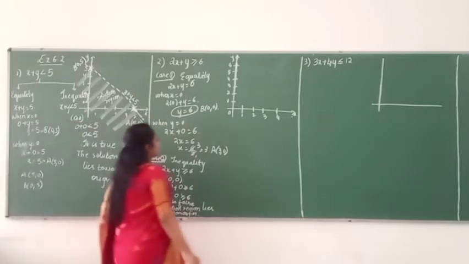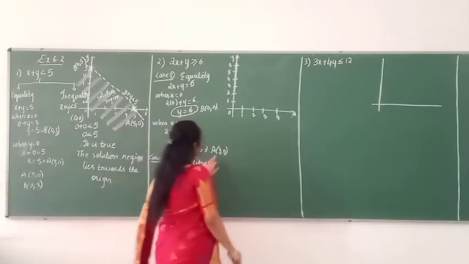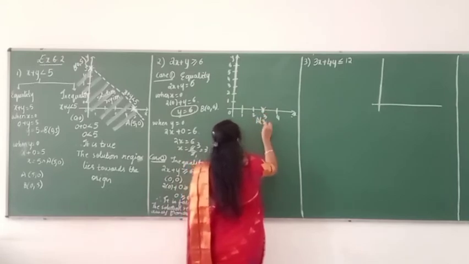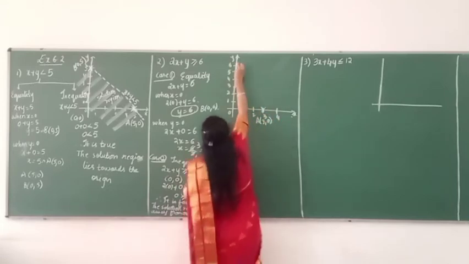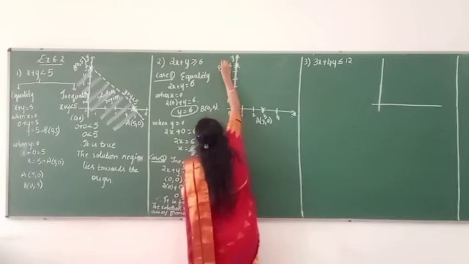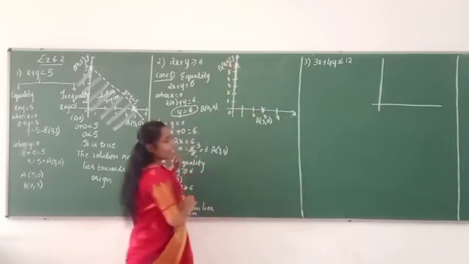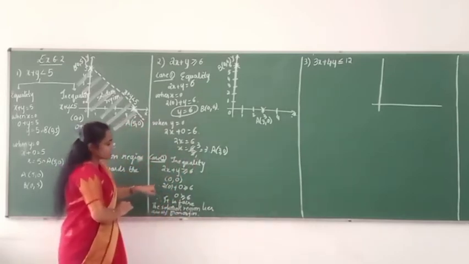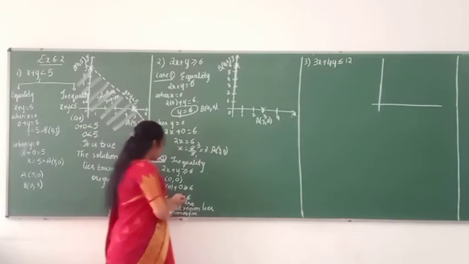Okay. Next, just plot the points. A is nothing but 3 comma 0 and next B is nothing but 0 comma 6. Now the plotting of equality is already over. Now next move on to case 2. So case 2 is nothing but what? Inequality. So we have already proved here.